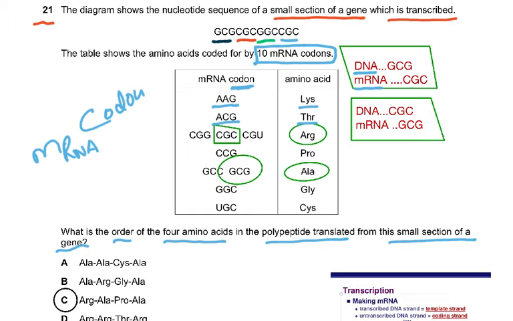So if the DNA is GCG, the mRNA is CGC. If the DNA is CGC, the mRNA is GCG. So you are going to look at, for all these, what is the order of the 4 amino acids? This is the diagram of a small section of a gene which is transcribed, so this has to be the DNA. So DNA to mRNA will be CGC. Now where is CGC? Let's look at that. I've circled all of these, and you know it had to be ARG.